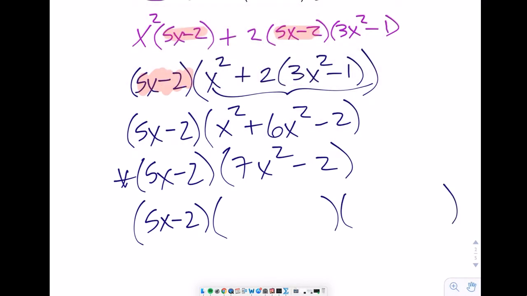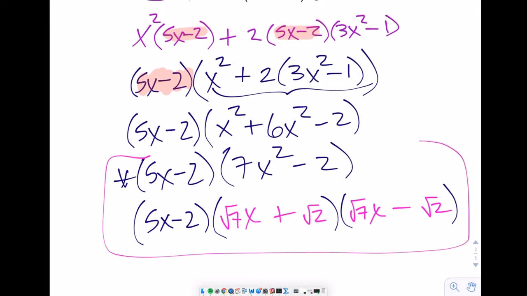And here's how you determine what they are. What's the square root of 7? Square root of 7. And the square root of x squared is x. So that's your first slot. Square root of 7, x outside the radical. What's the square root of 2? Square root of 2. One of them's plus, one of them's minus. It does factor like that. But that is ugly. So I probably would not have that as an answer choice.